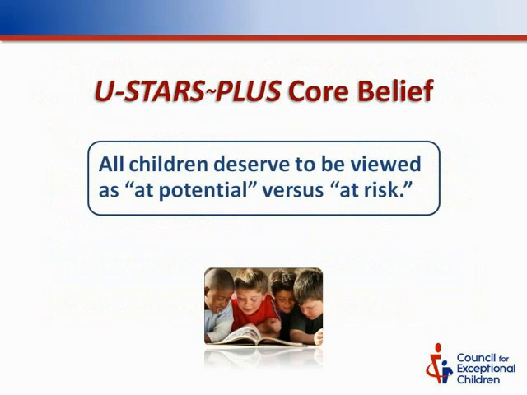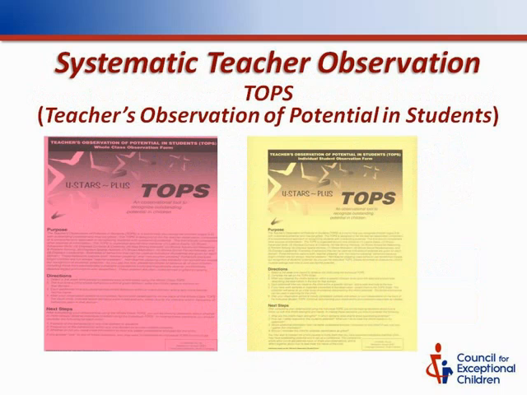The second core belief, that all children deserve to be viewed as at potential, all children. This is central because historically we believe the lens that we have looked at young children from our culturally and linguistically different families, our children from economically disadvantaged families, and children with disabilities, historically the lens that we've looked at has been a deficit model. No child deserves to be looked at with a deficit model. All children deserve to be looked at through their strengths.